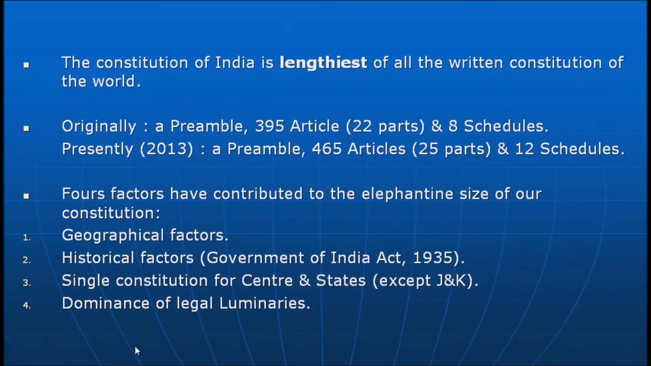The third factor is a single constitution for the center and states. That means there is a single constitution for the center as well as for the states. There is no separate constitution for the states except Jammu and Kashmir. Jammu and Kashmir is an exception to this particular point because it has its own constitution.